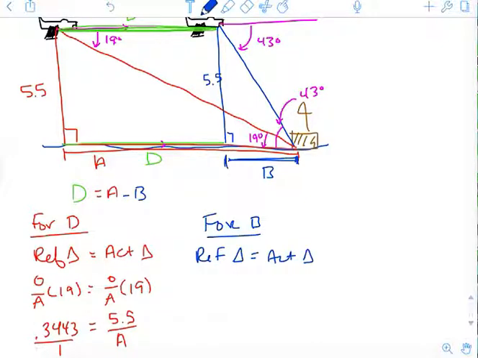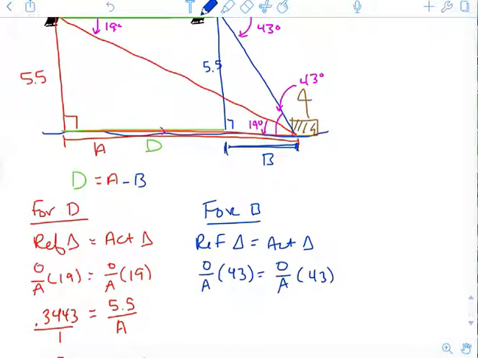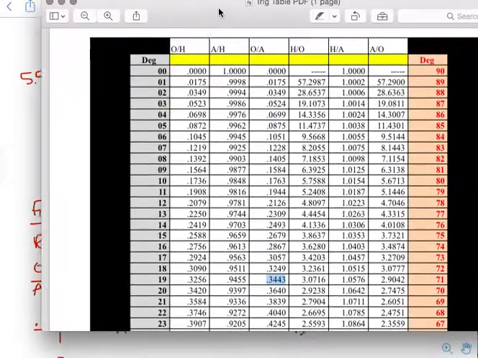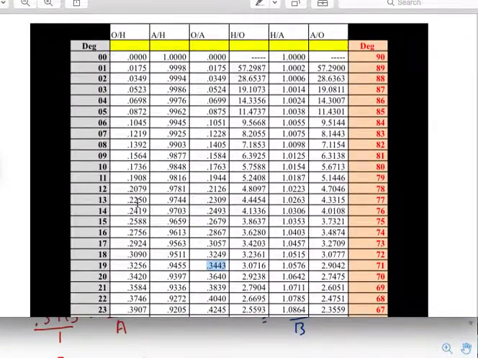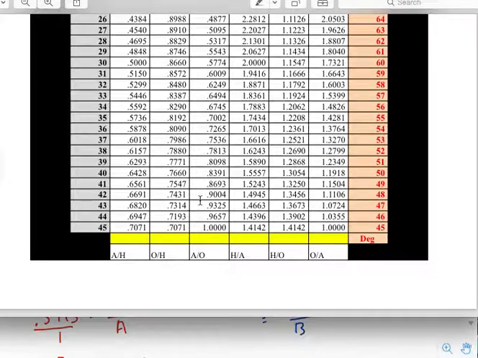5.5 is my opposite, so I'm going to go opposite over adjacent. Now my angle's changed. This is going to be for 43 degrees. Opposite over adjacent for 43 degrees. Now let's put in some pieces. So 5.5 over B. Opposite over B. Now let's find the value for 43. This should be right towards the bottom of my list. Third column over 43. I'm reading from the top. I know you can't see it anymore, but I'm reading from the top, so 0.9325.